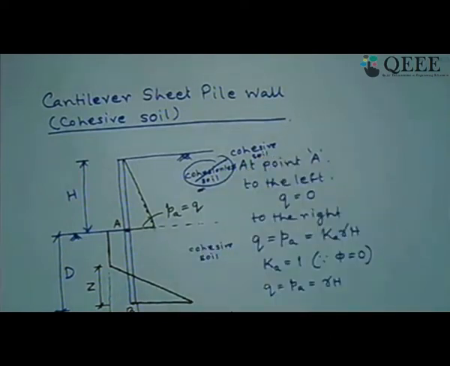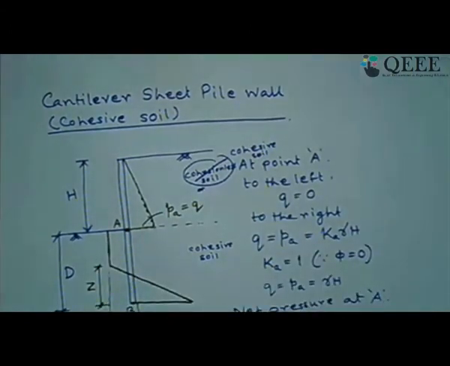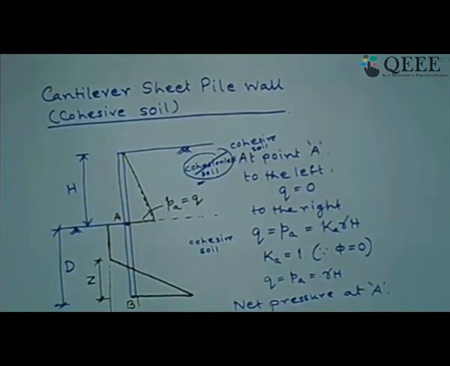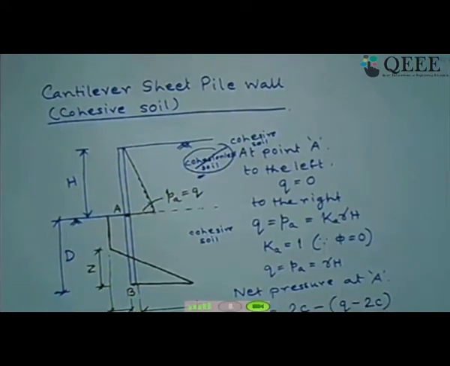So in that case, the net pressure at point A, what does it become? Left side this, right side this. So we can write that sigma P, that is passive pressure minus active pressure, the difference of these two at point A. Passive pressure should be 2C, because cohesive soil, minus active pressure, Q minus 2C. So which gives us the value as 4C minus Q.